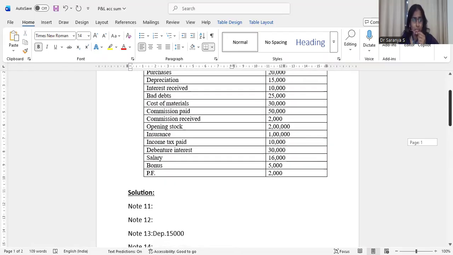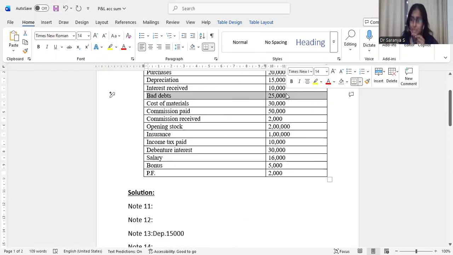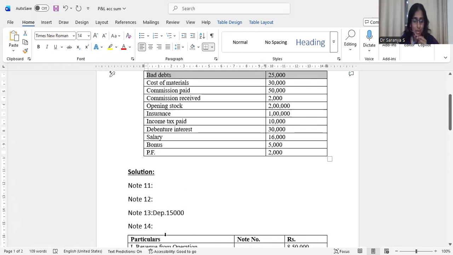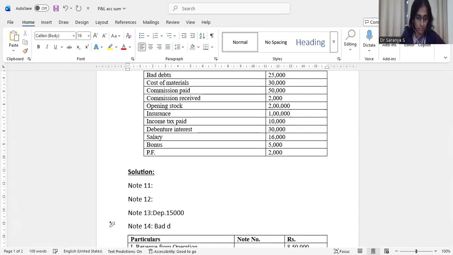Then the next item we have is bad debts. Is it for note number 11? No, that is for employee benefit. Is it a finance cost? No, it is not our borrowings. Note number 13 is about depreciation and amortization, and bad debts is not a depreciation or amortization. So it will come under note number 14. In note number 14, we will write bad debts 25,000.